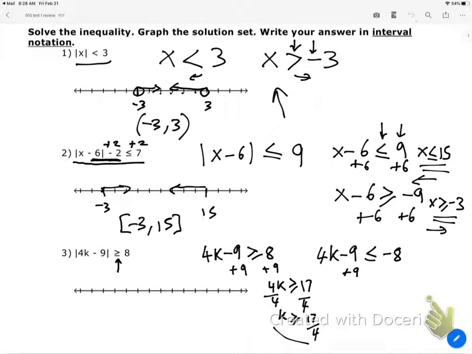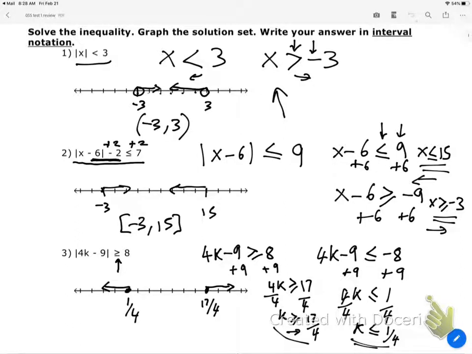Over here, if I add a 9 and add a 9, this time 4k is going to be less than or equal to positive 1. Negative 8 plus 9 is 1. Oops, that's 4k, don't forget. So now divide by 4, k is less than or equal to 1/4, and that's the other answer. So I'm going to put 17 fourths about here, and 1/4 about here, but this time look at the way they're pointing. This is pointing that way, this is pointing that way. So the interval notation for this is coming from negative infinity, goes as far as the 1/4 with a bracket because of the equal sign. Then we'll put a union symbol, and then it goes from 17 fourths to infinity, again with the bracket because of the equal sign. So that is the solution.